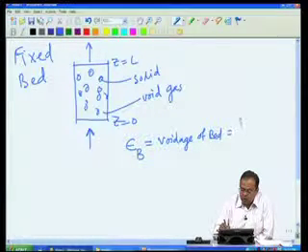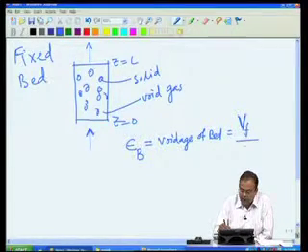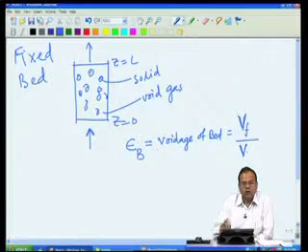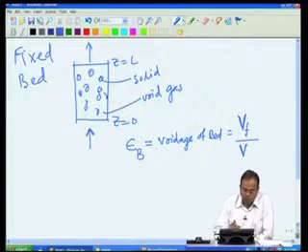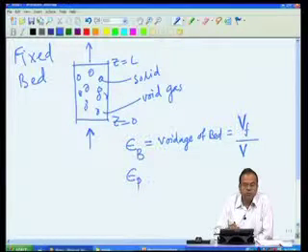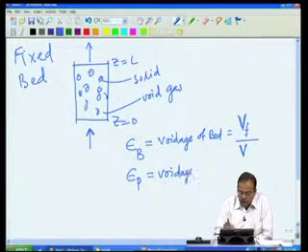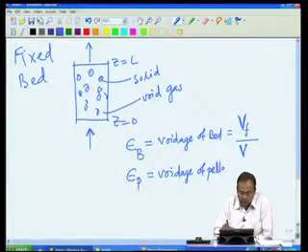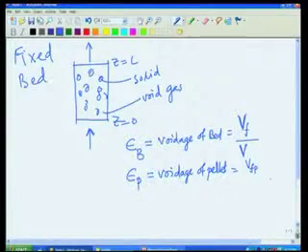That means the volume that is available for gases to flow, Vf, to the reactor volume V. Let that be epsilon b. Then we also have to worry about the voidage in the catalyst pore, because remember the catalyst is also porous. So, let us call epsilon p the voidage of the catalyst pellet, which is Vfp, the void volume of the pellet divided by the volume of the pellet.